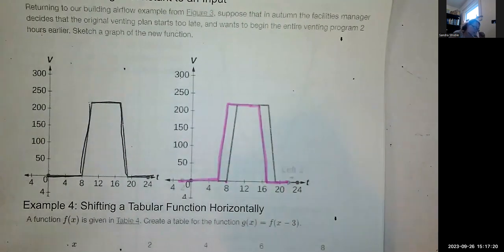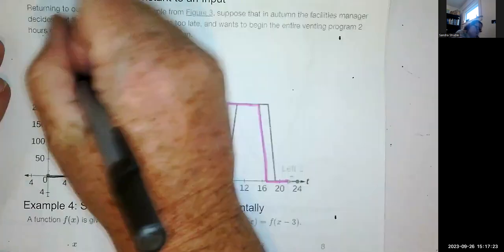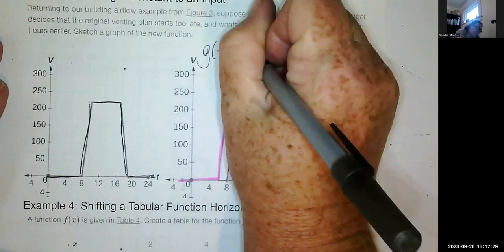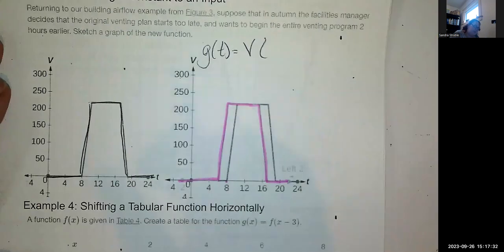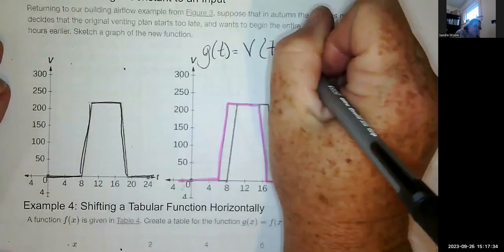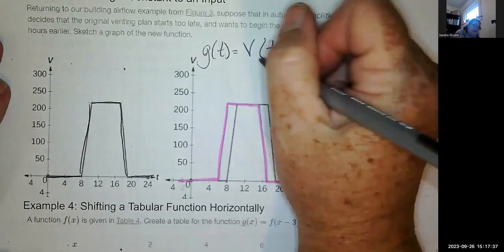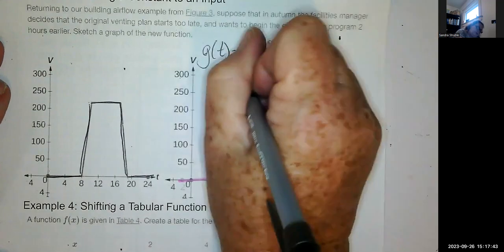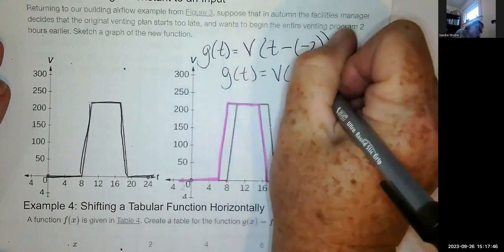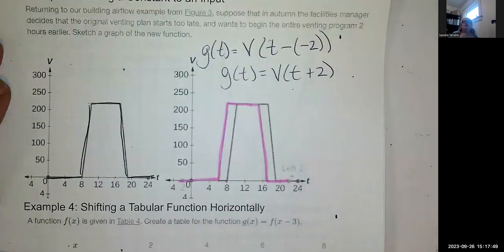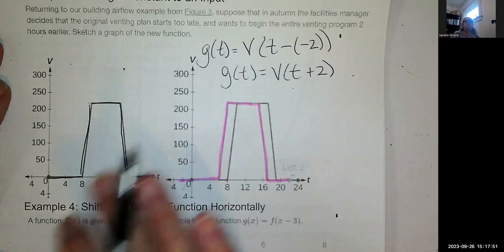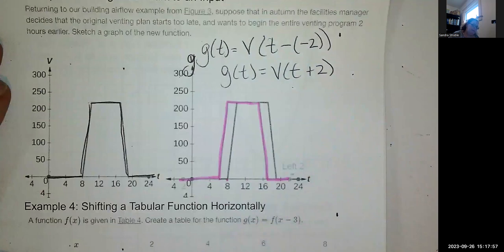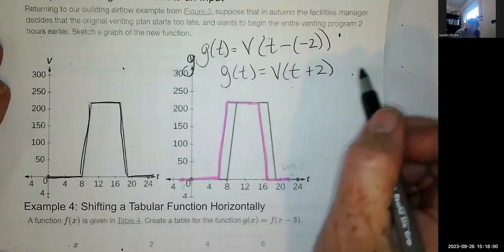Okay, so that just shows us that the new function g of t is equal to v of, instead of just t, we're going to have t minus, and they're moving it to the left, so -2. So that means that g of t is going to equal v of t plus 2. That is what a horizontal shift is going to look like based on what we've got here. And we'll call this one our g. Notice that there's no k because there's no vertical shift.